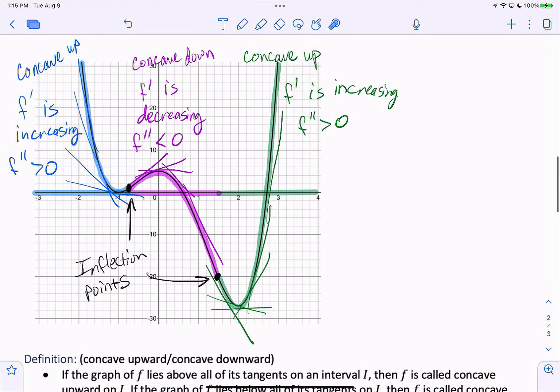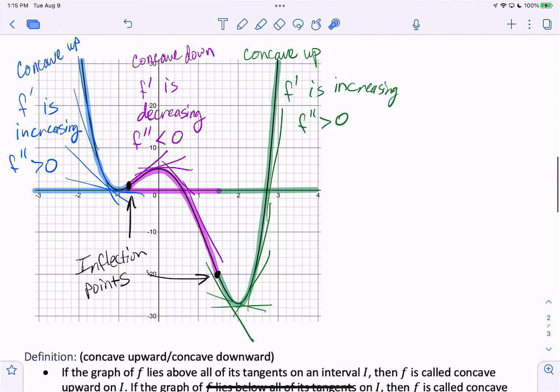To find out where an inflection point is, look, if the second derivative was negative to the left and positive to the right, then at the inflection point, f double prime is equal to 0. But right now, I've got to say, f double prime equaling 0 doesn't always mean we have an inflection point.